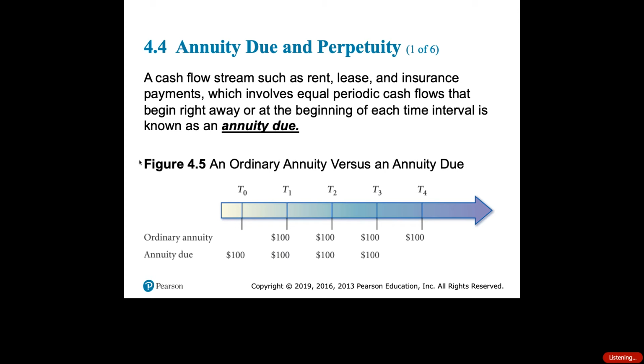And we can see here our timeline is comparing our ordinary annuity versus our annuity due. Now in both cases we have the same number of payments, but the payments are made at different times within that interval. So again, with our annuity due, we pay at the beginning of the year, versus the ordinary annuity, where we're paying at the end of the time interval or year.